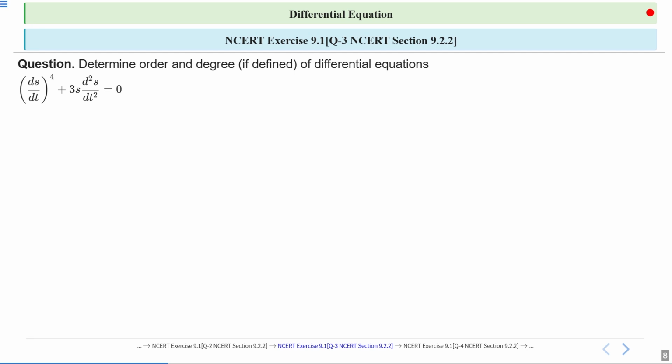Now determine order and degree of differential equation (ds by dt) whole power 4 plus 3s into d2s by dt square is equal to 0. The given equation is an ordinary differential equation because there is only one independent variable and one dependent variable, and the dependent variable s is only dependent upon t. So this is an ordinary differential equation with one independent variable. Okay. So now we have to find order and degree of this differential equation. So at first you try.